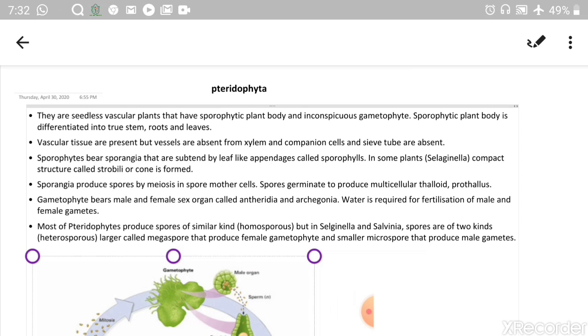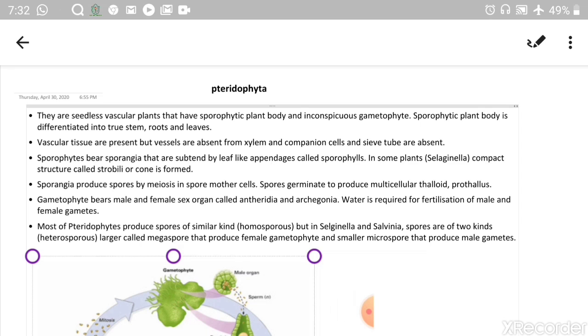the main plant body is sporophyte, and this main plant body is very well differentiated into roots, stems and leaves. And these organs possess well differentiated vascular tissues. The leaves in pteridophytes may be small, called microphylls. For example, in Selaginella, or they may be large, which are called macrophylls, like in ferns.